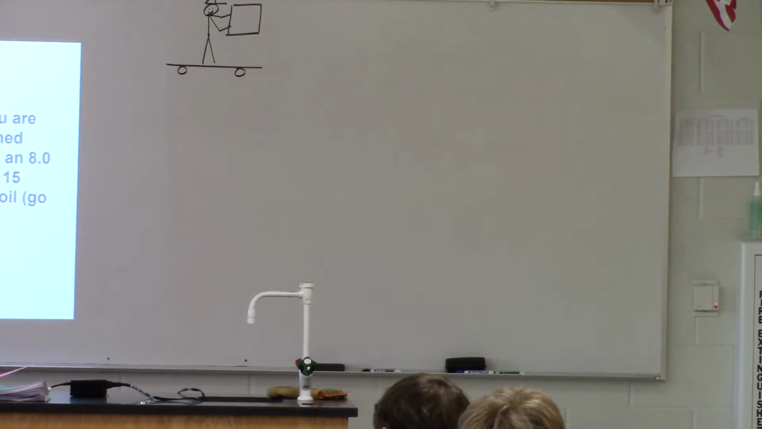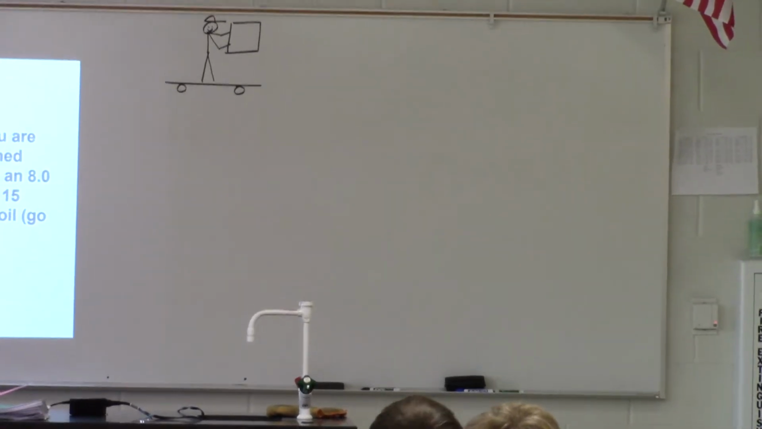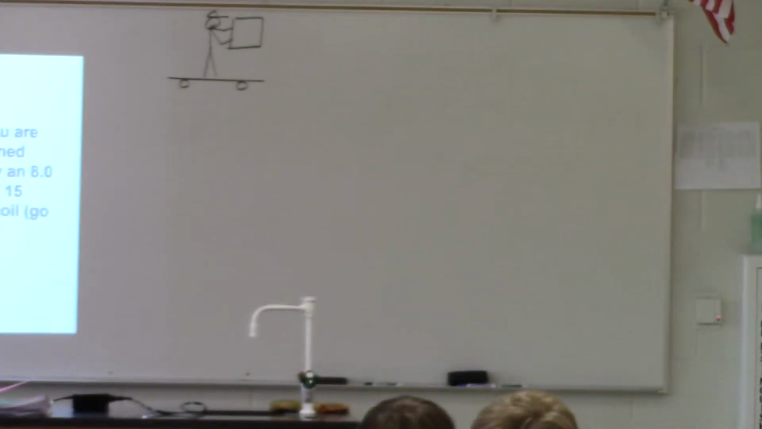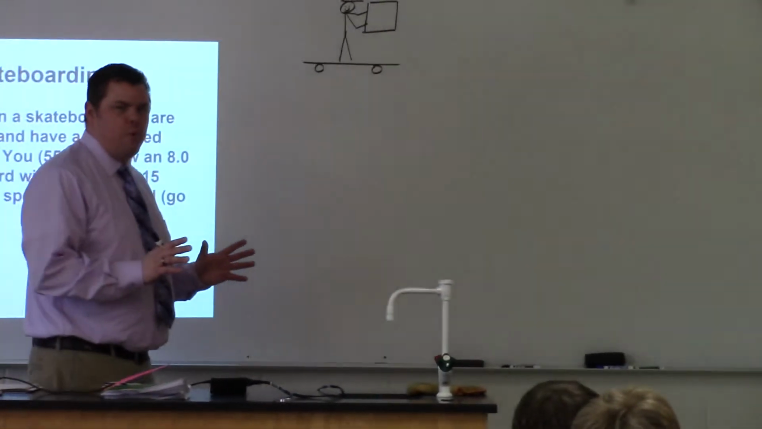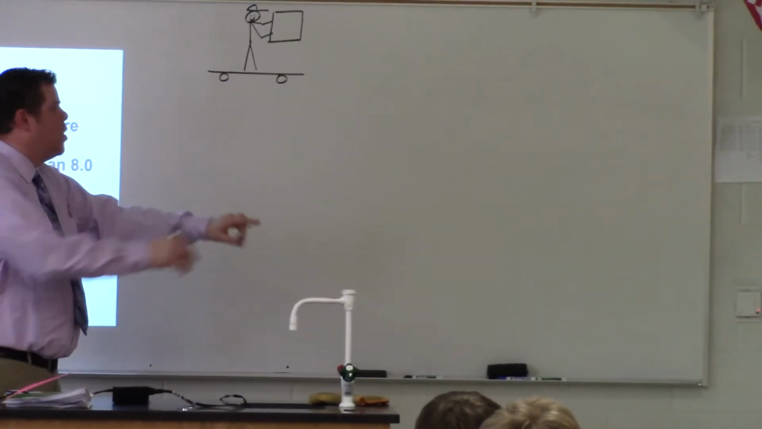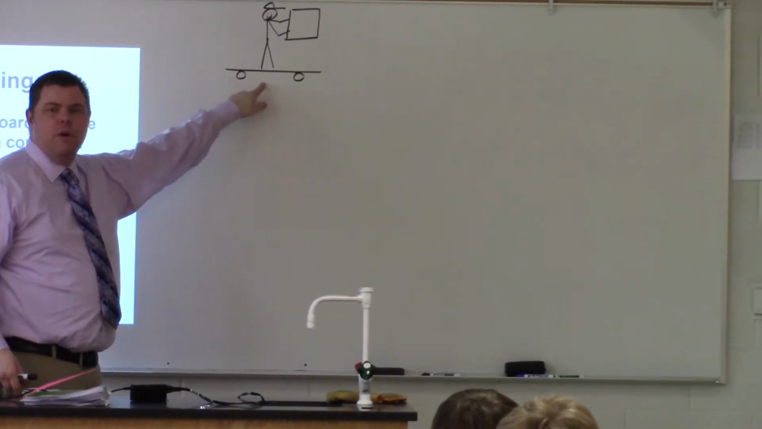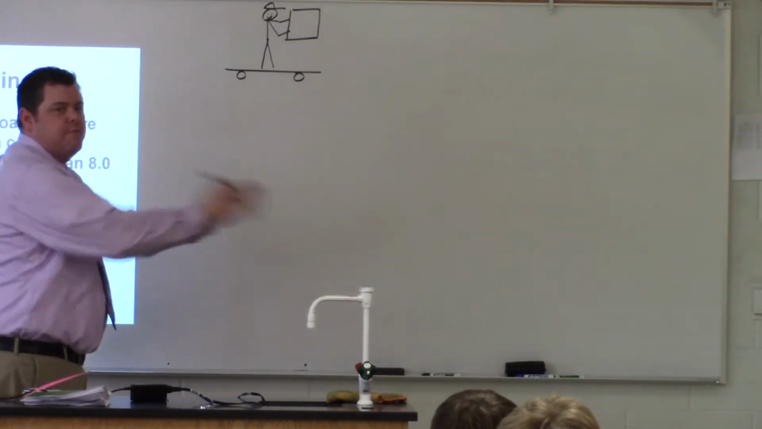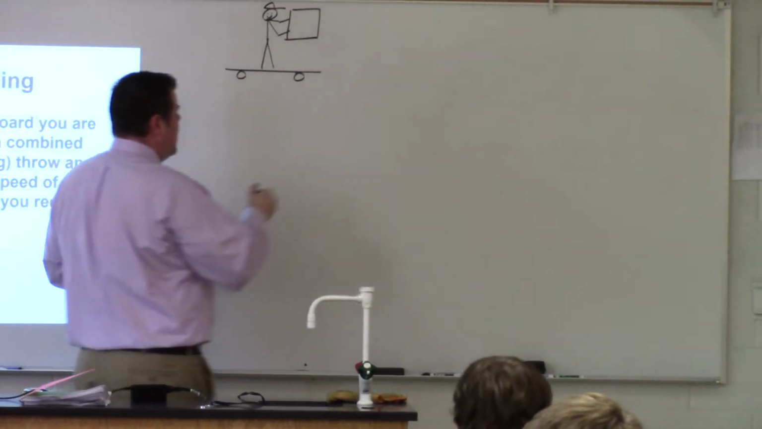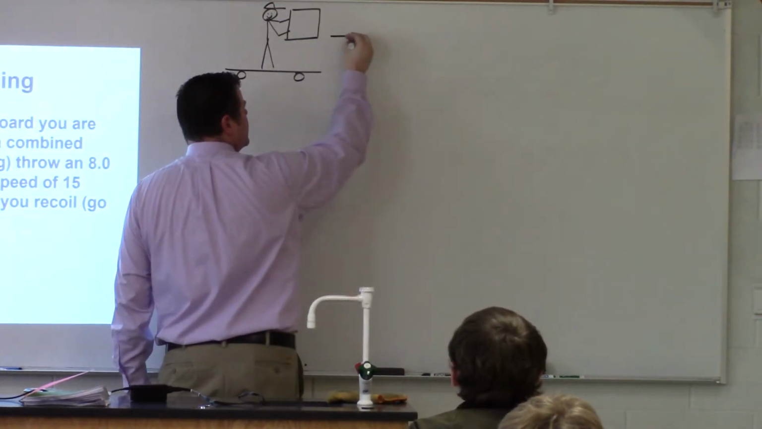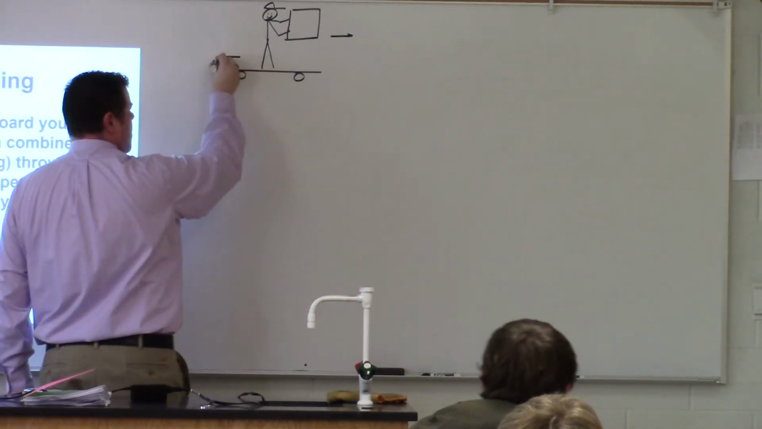Okay, so you're starting off at rest on a skateboard holding a box. You have a combined mass of 63 kilograms. You, 55 kilograms, throw an 8 kilogram mass forward with a speed of 15 meters per second. So if you're at rest on a skateboard and you throw something forward, what's going to happen to you on the skateboard? If you throw something forward, you're going to go back. You're going to roll back, right? Whatever momentum you give this object forward will result in your momentum backward.